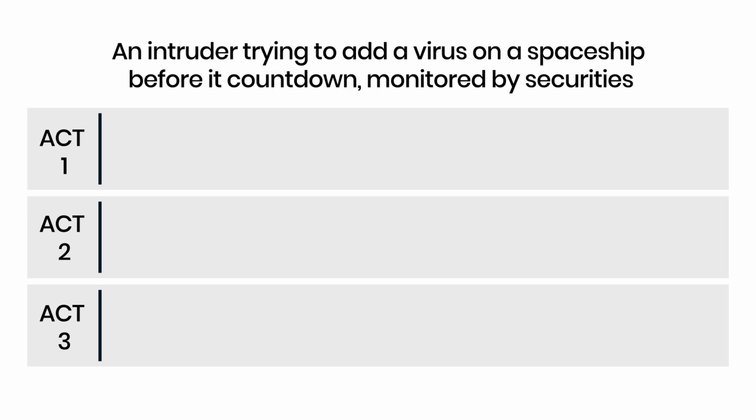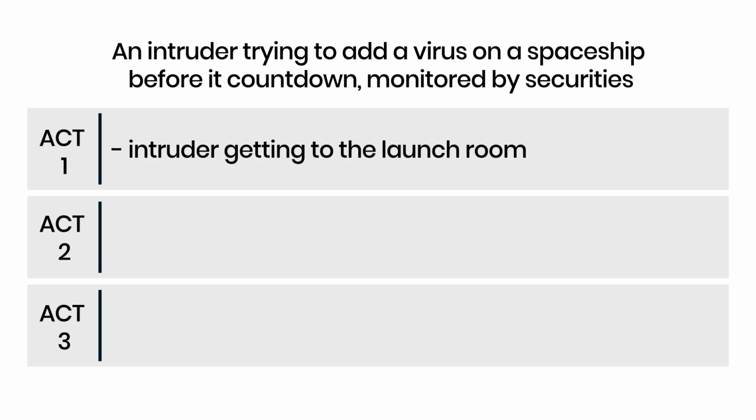For Act 1, looking at the story, you have to figure out how to introduce the protagonist and the antagonist. Also, setting up a story which will kickstart the protagonist's goal and lead to Act 2. So for this short film, I think Act 1 should start from when the protagonist is getting to the scene. I'm going to write down intruder getting to the lunchroom. Same story applies to Act 2 and Act 3.